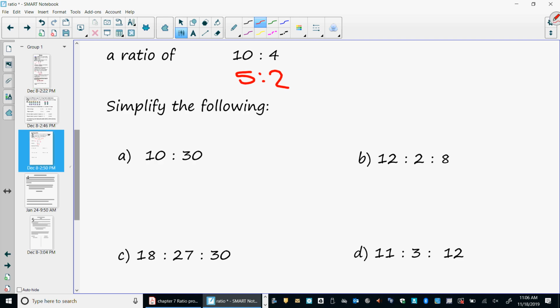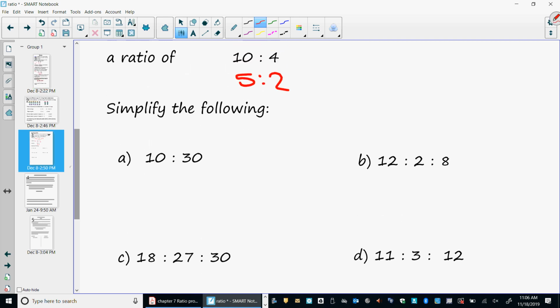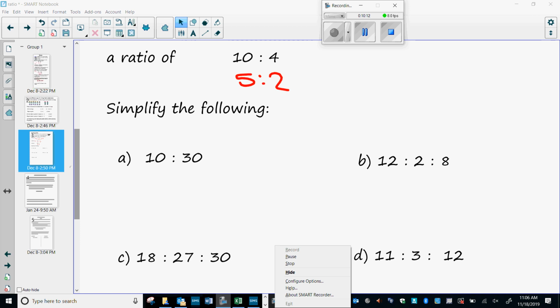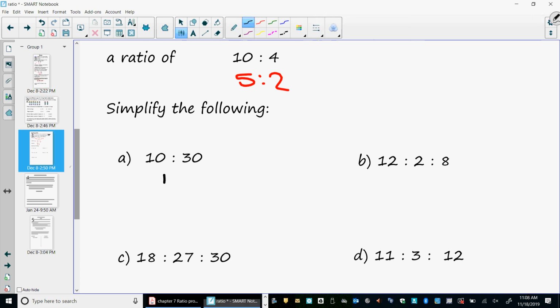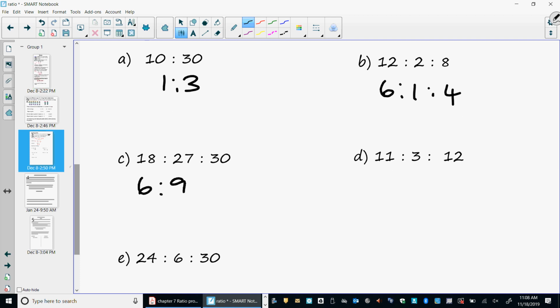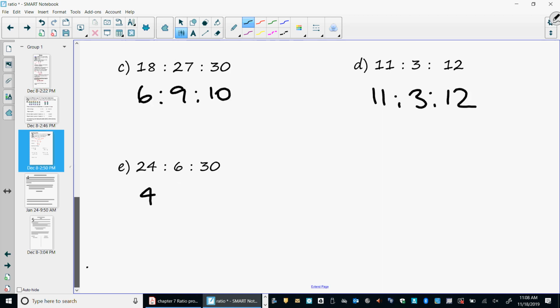Right, so you're going to do these simplifying. I'll give you a couple of minutes. Right, okay, so 10 to 30 becomes 1 to 3. 6 to 12 becomes 1 to 2. 4 to 1 to 5.